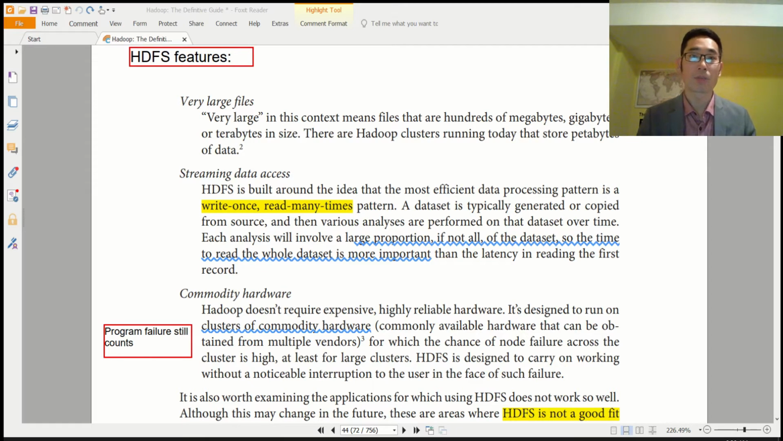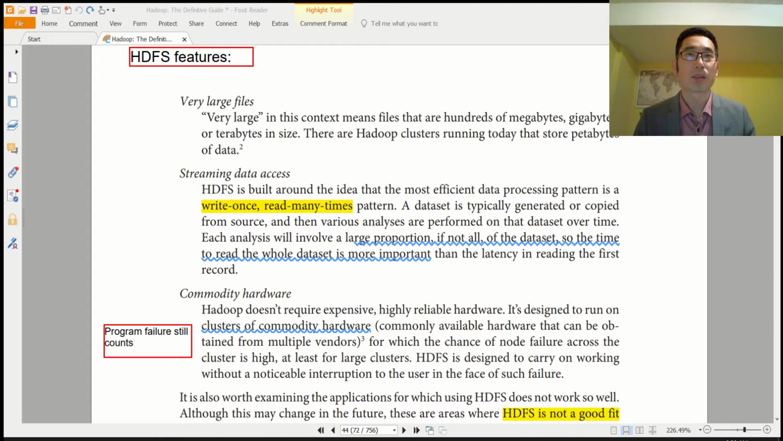Like my laptop in front of me has maybe 1 terabyte storage space. If you have a solid state drive, it's probably 500 gigabytes, which is commonplace. But if the size of the file is bigger than your disk capacity, then you have no way to store it. If you cannot store it, there's no way to analyze it. So HDFS was designed to say, okay, we will handle very large files. That's the purpose.